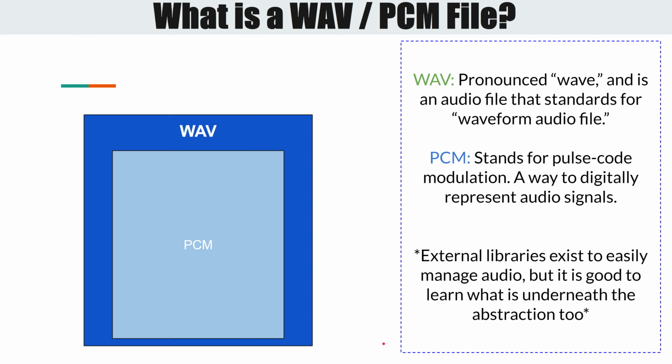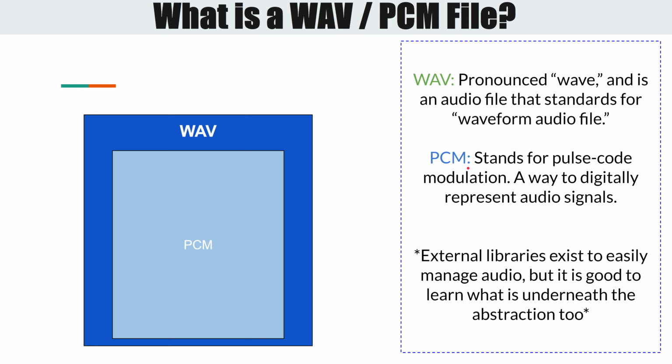Okay, so what is a WAV and a PCM file? So WAV is pronounced wave, right? W-A-V. You don't say it like that, you just say wave. And it is an audio file that stands for waveform audio file, okay? Very simple, similar to other audio types, okay?